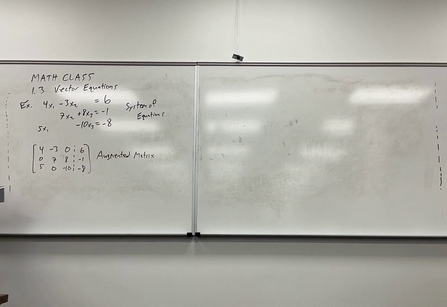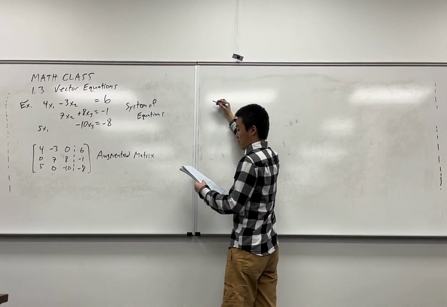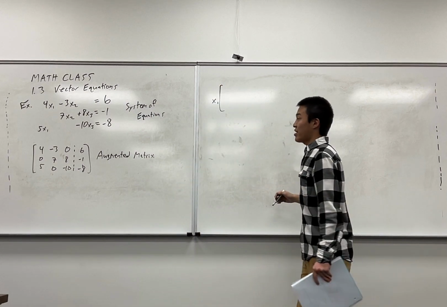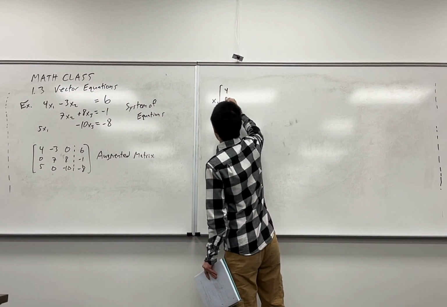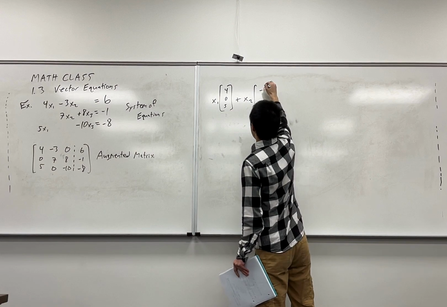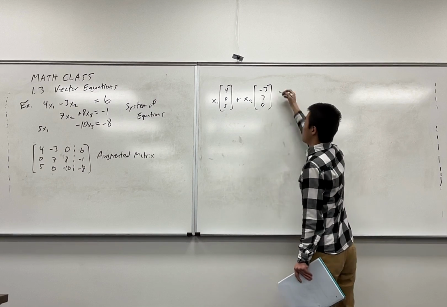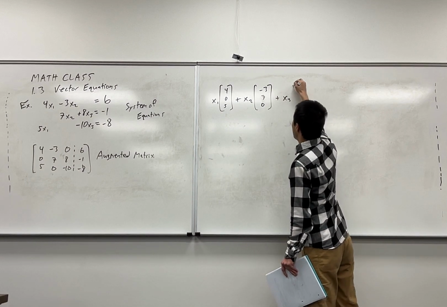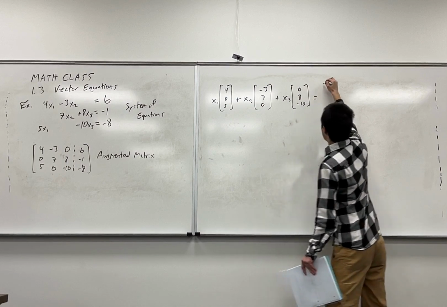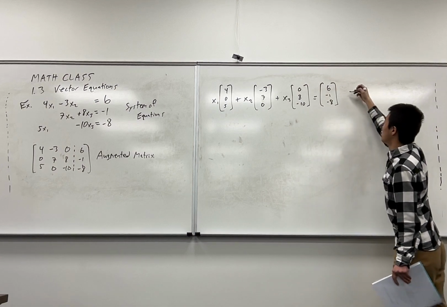Okay. And then we've discovered today we could do vector equations. So then the perspective would be, I start with my x1 weight. What vector is being scaled by that one? 4, 0, 5. And then let's continue. x2, -3, 7, 0. Plus x3, 0, 8, -10. Equals 6, -1, -8. And we call this a what? Vector equation.